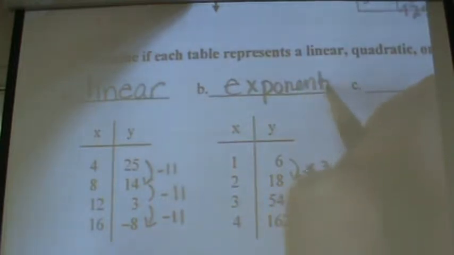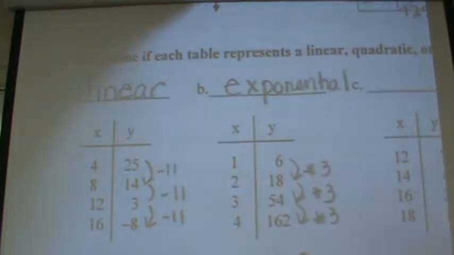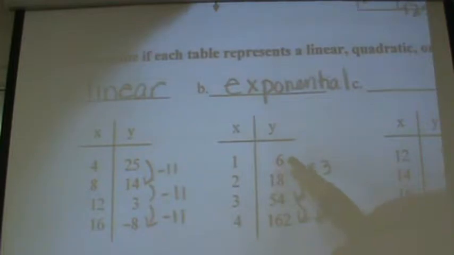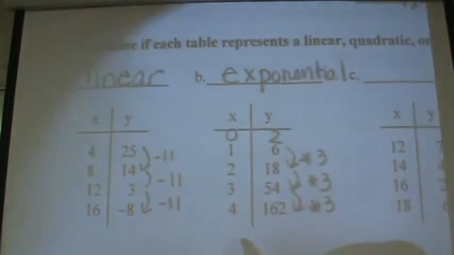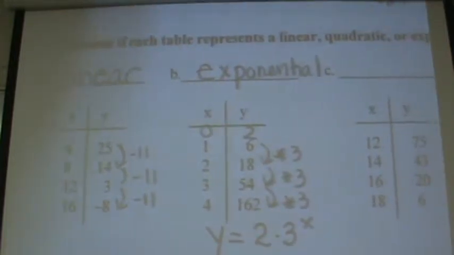Could you give me the equation if I asked you? So if we're gonna multiply by 3, we have to go backwards and divide by 3. So what would this be? 2. So can you give me the equation? y equals 2 times 3 to the x. Yep, that's it. Good job.